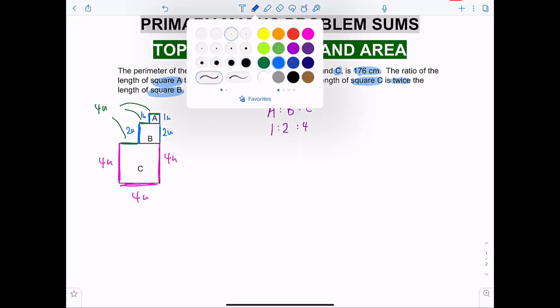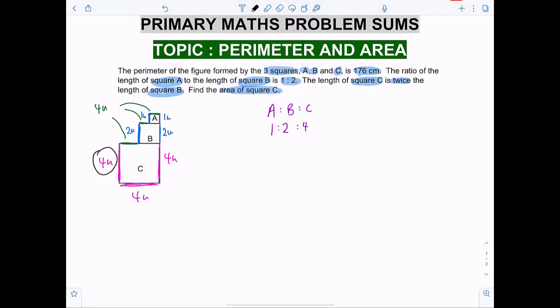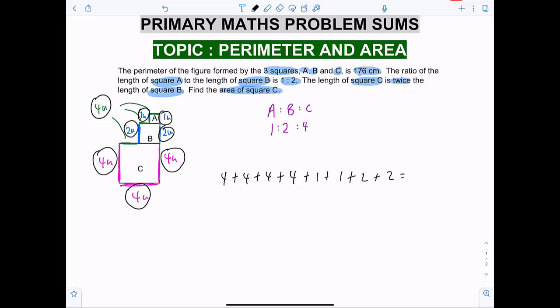So in total, how many units make up the perimeter? We have 4 plus 4 plus 4, plus the green one, another 4, plus the blues will be 1 plus 1 plus 2 plus 2. So how many units is this? That will be 22 units. 22 units will be equal to 176 centimeters.